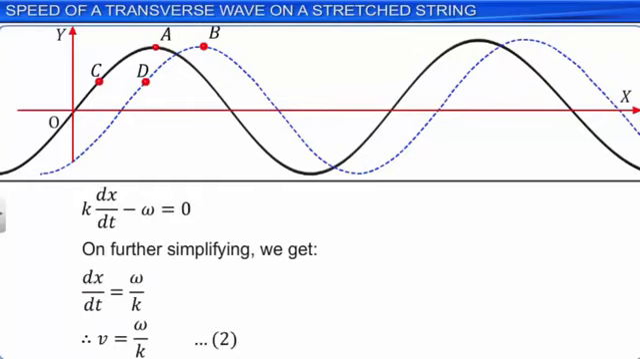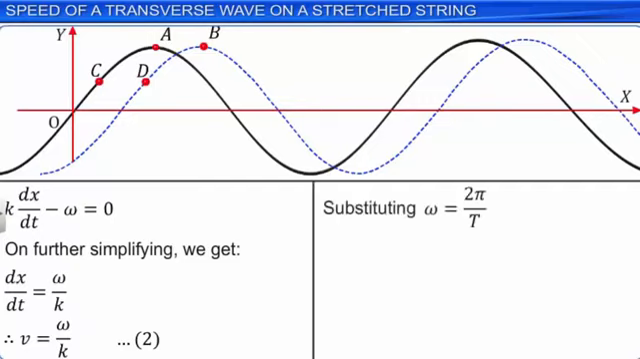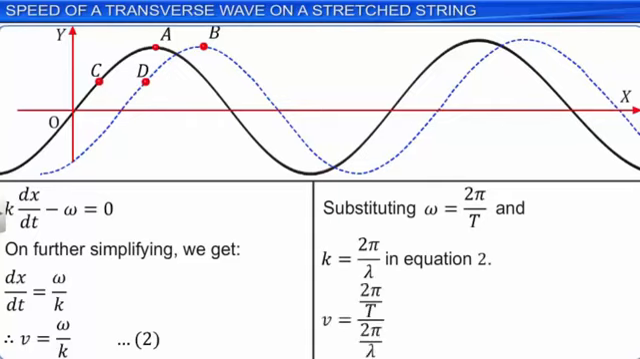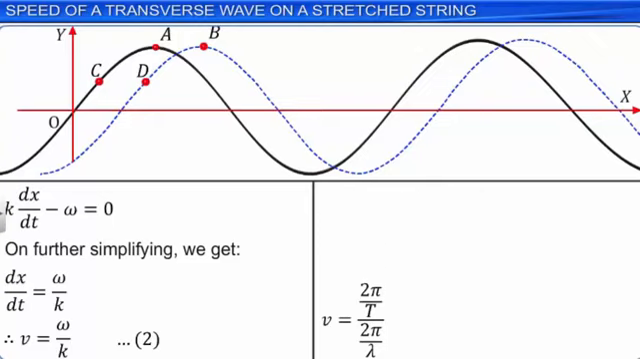Substituting omega equal to 2 pi by T and k equal to 2 pi by lambda in equation 2, where lambda is the wavelength of the wave, we get v is equal to (2 pi by T) by (2 pi by lambda). This is equal to lambda by T. Let this be equation 3.